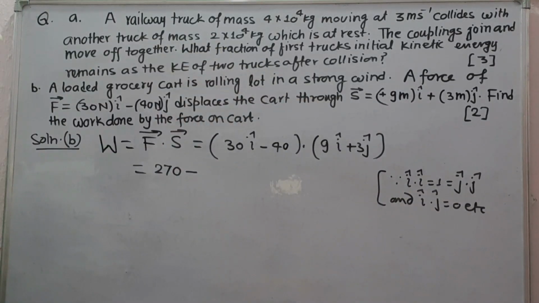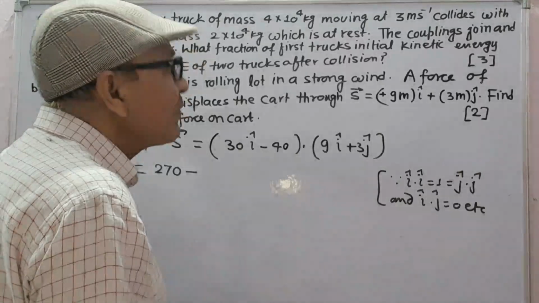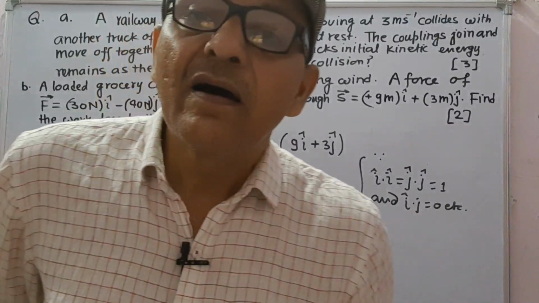Question B is: a loaded grocery cart is rolling in a strong wind. A force of 30 i minus 40 j Newton displaces the cart through 9 i plus 3 j.